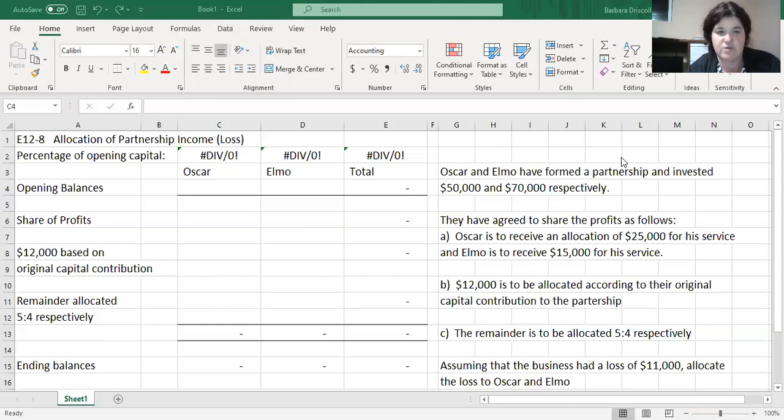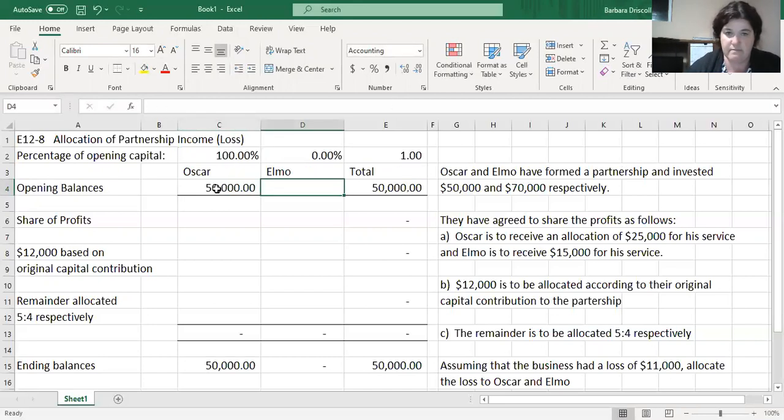In exercise 12-8, we have Oscar and Elmo. They've formed a partnership and they've invested $50,000 and $70,000 respectively. So that $50,000 and $70,000 is our opening capital numbers, for a combined total of $120,000. Next, we're going to work through how they share their profits.